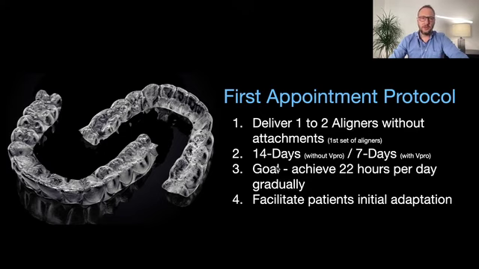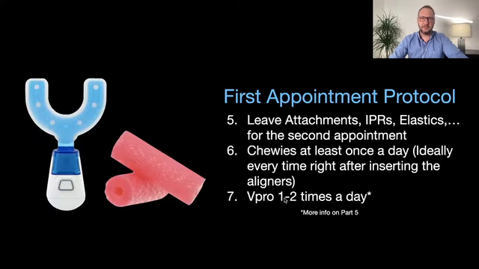So the goal here is to get the patient used to the aligners as fast as possible to achieve the ideal 22 hours a day. That was our goal, as soon as possible, okay? So facilitate patients' initial adaptation. That's my tip, okay? So leave attachments, IPRs, elastics for the second appointment, chewies at least once a day, this one, okay, to help them keep the aligner well seated, and the Vipro 1 to 2 times a day, okay?